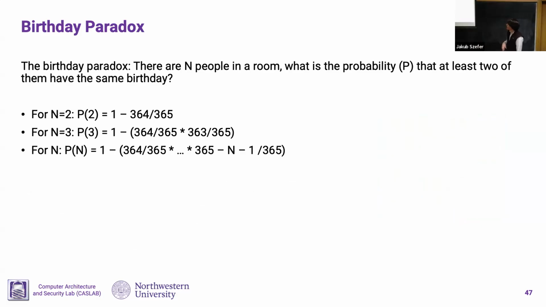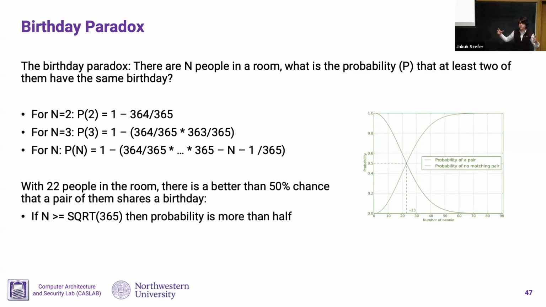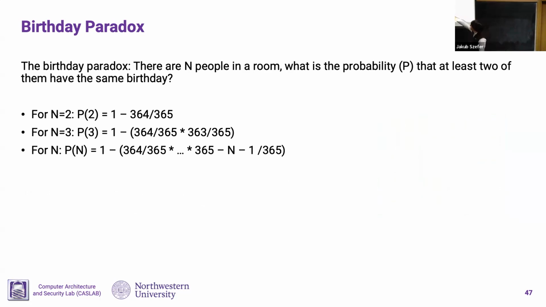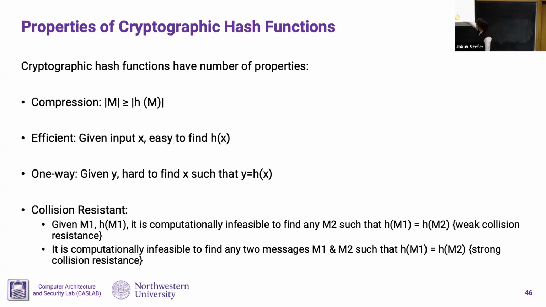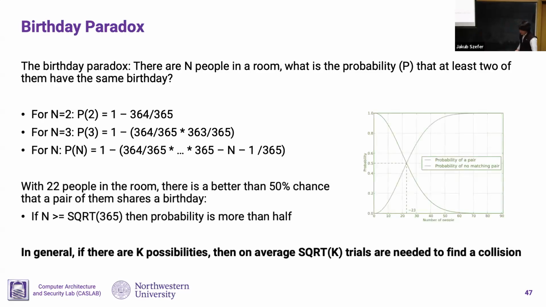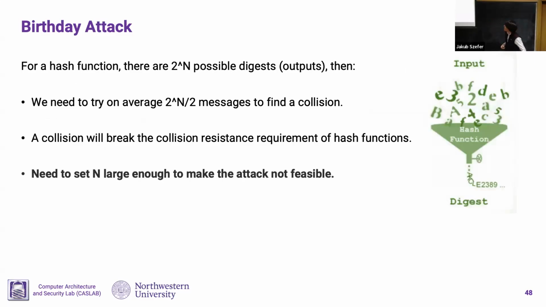And this relates to collision resistance: unless there is a big enough space of hash values, you might just brute force it. If the size of the hash was just 8 bits, 9 bits, if there are 365 possibilities, then you would need only to guess 22 random inputs, and you likely find two messages that have the same hash. So that's why, because of the birthday paradox, we need to have a large number for the size of the hash.